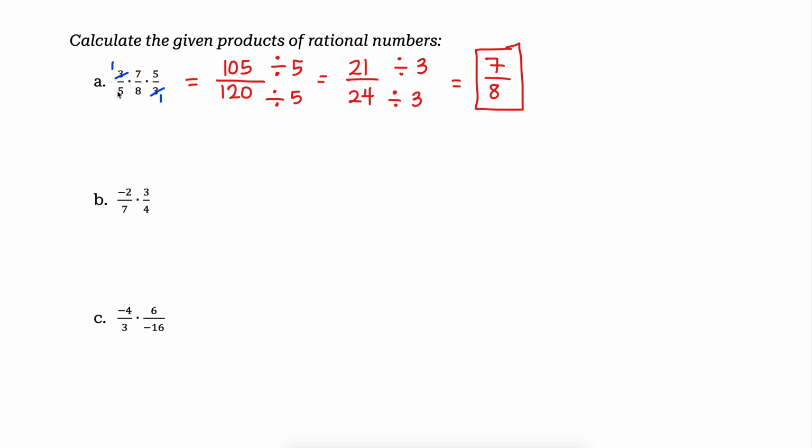And I can do the same thing with the 5s. So when I cancel first, or I reduce first, what I'm left with is 1 times 7 times 1, which is just 7, over 1 times 8 times 1, which is 8. So I'm going to end up with that 7/8, just the same. It's a little bit easier to multiply. So the second one, again, you could do it two ways. You could multiply first and then reduce, or you could reduce first and then multiply.